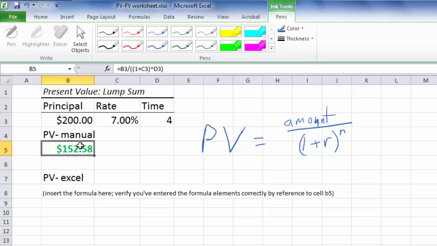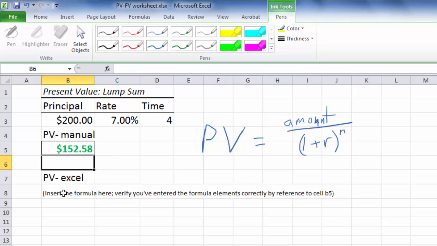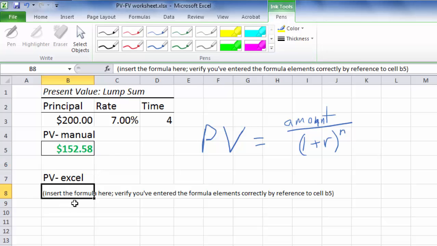Present value manual, it is simply input here is B3, the amount divided by 1 plus C3 to the power of D3, the number of time periods. Okay, 152.58. Now, let's use the Excel formula, and again, we'll check it against what we know is the correct formula that I entered here, PV manual.